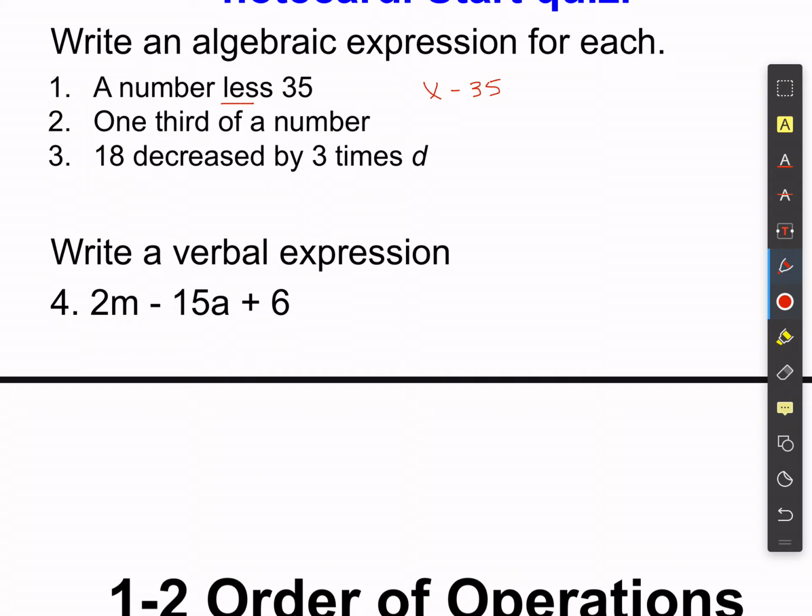Number 2 says 1/3 of a number. So 1/3 x, or any symbol you want. And then for number 3, it says 18 decreased by 3 times d. So we have 18, and we're decreasing that, so we're subtracting by 3 times d. All right, so there's your algebraic expressions.